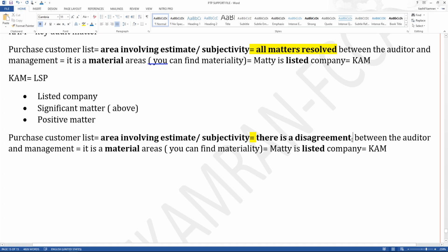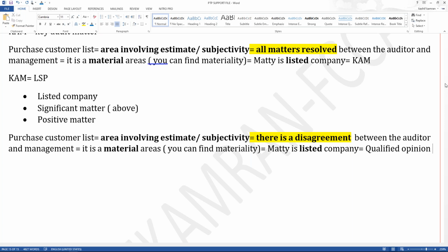There is a disagreement between the auditor and the management is equal to, it is a material area, is equal to METI is a listed company. Then what will come now? Because it's material, the auditor will issue a qualified opinion. Am I right?